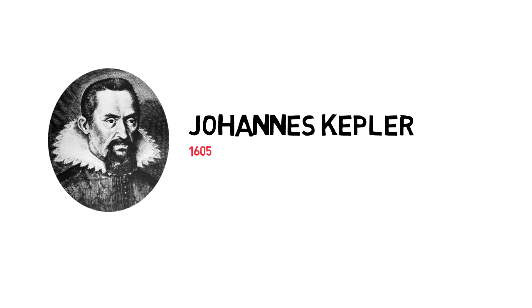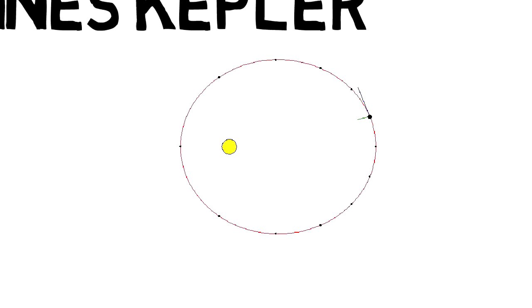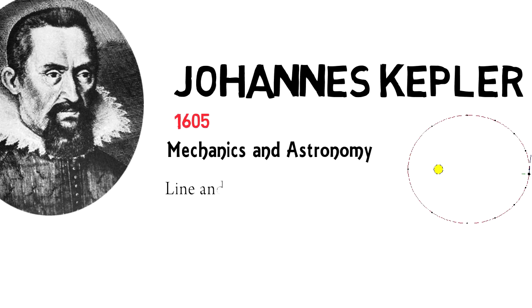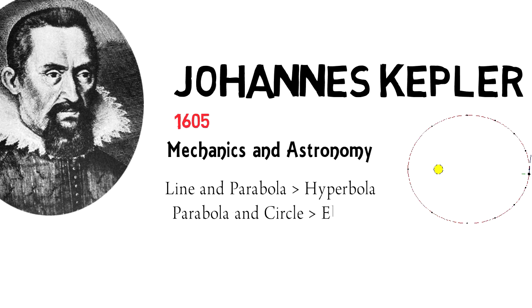With this era came the works of Johannes Kepler. In the year 1605, he was the first person to show the elliptic path of Mars revolving around the Sun. This new discovery fueled motivation in the study of conic sections. However, it dealt more with a focus on mechanics and astronomy. He also claimed that the line and parabola are extreme types of a hyperbola, while the parabola and the circle are extreme types of an ellipse.